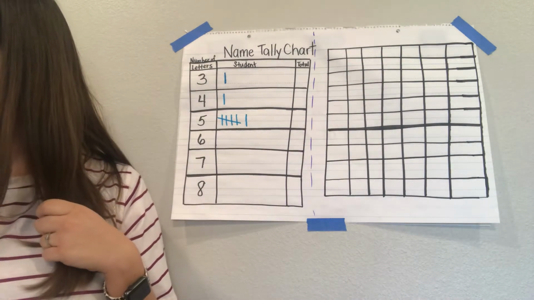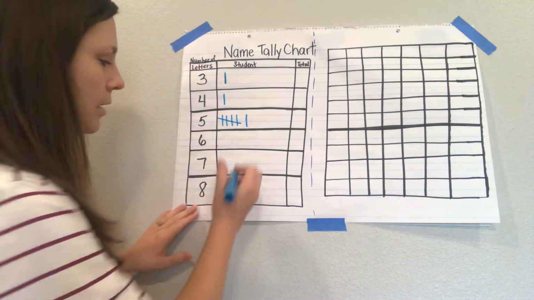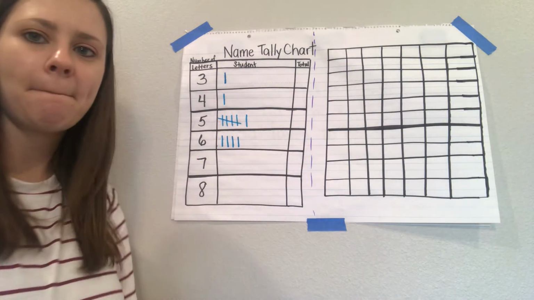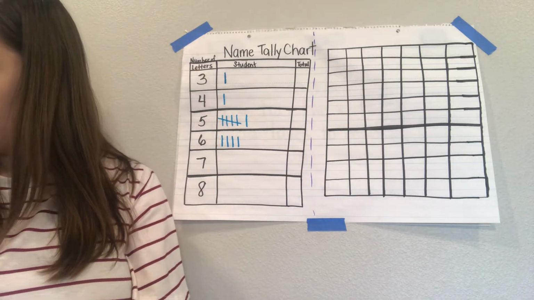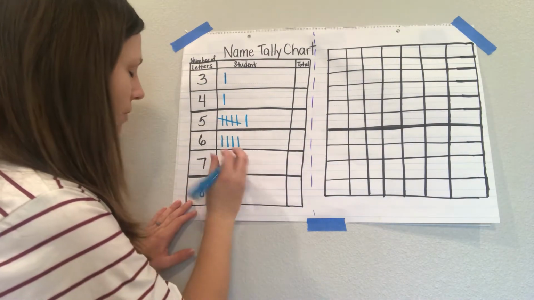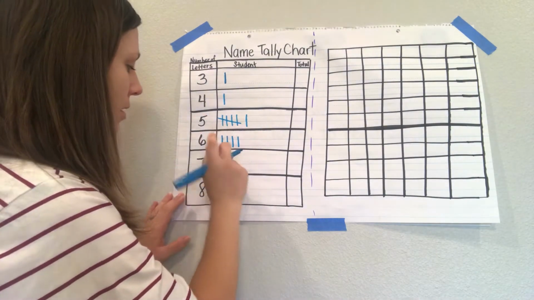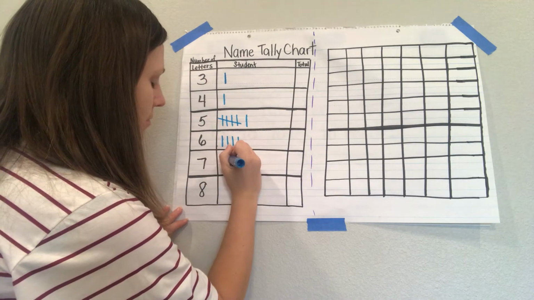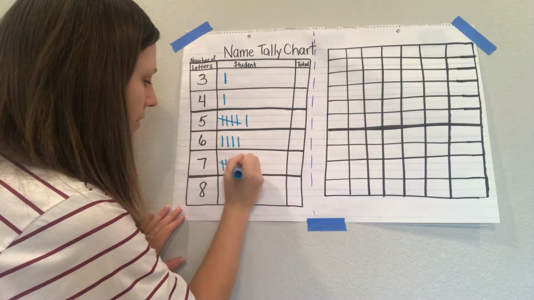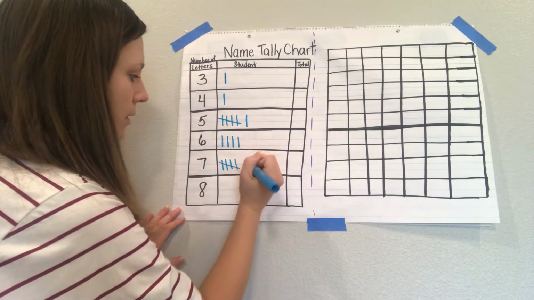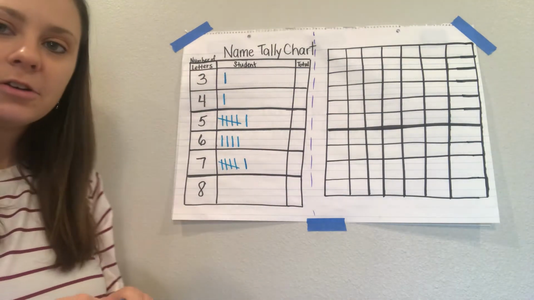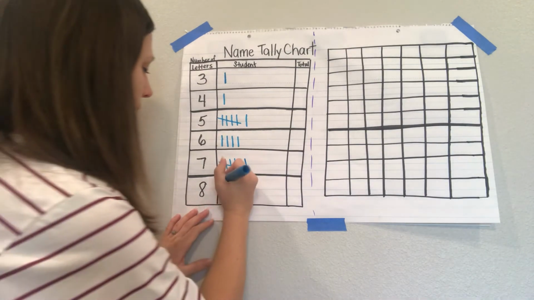All right, for 6 letters in their name, we had 4 students with 6 letters. So 1, 2, 3, 4. For 7 letters, we had 6 kids that had 7 letters in their name. So again, we're going to make a group of 6 for our tally marks. 1, 2, 3, 4. Remember, when we get to 4, it's time to close the gate for 5. 5 and 6. And then with 8 letters in our name, we had 1 student with 8 letters.